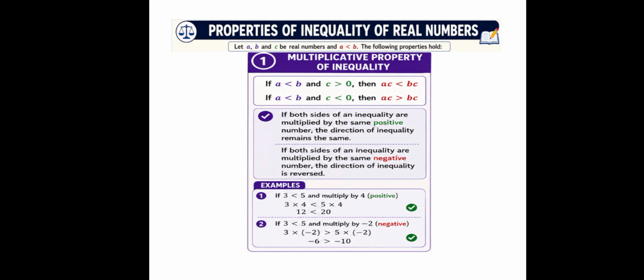So we know that 3 4s are 12 and 5 4s are 20. As 3 is less than 5, same as 12 is also less than 20. So it means whenever we multiply with a positive number, the sign of inequality remains the same. Now see the second condition.